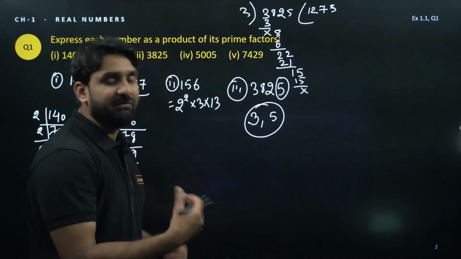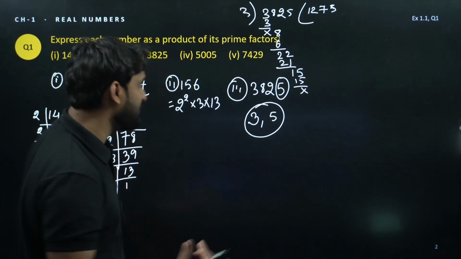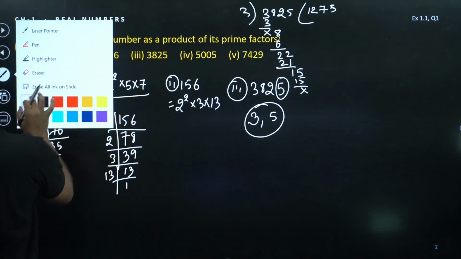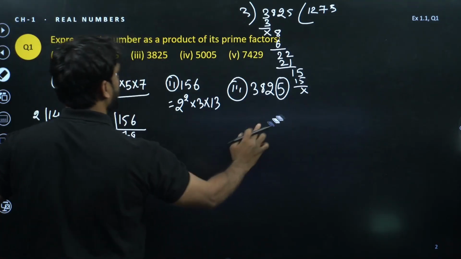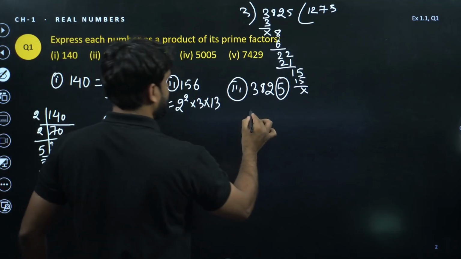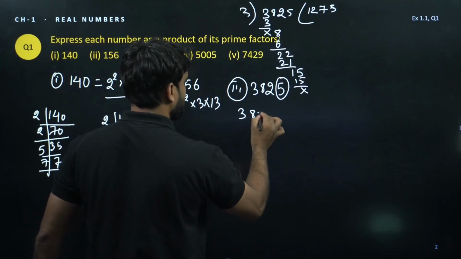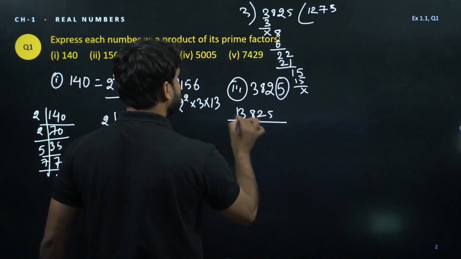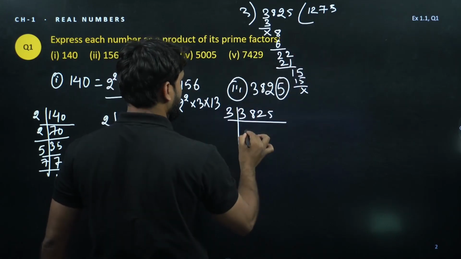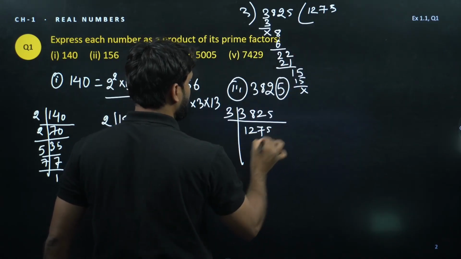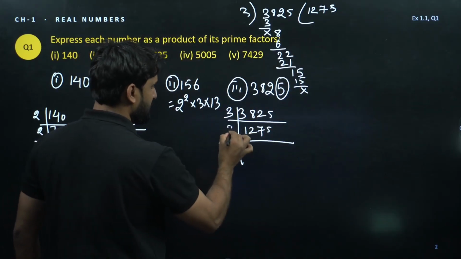Because when we take the LCM, we generally prefer a smaller number first. So let's do the LCM now. If we take the LCM here, 3825 can be divided by 3 and 5. So let's take the LCM, champion. On dividing by 3 we are getting 1275. Now check 3 one more time to see if it may go.